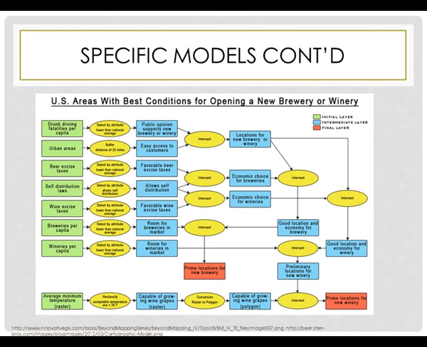Do you have favorable taxes? Do the state laws allow self-distribution? Do you have favorable conditions in terms of the market, or is it already a saturated market? What's the economic condition? And in the end, you basically create an intersect, and from that, you identify prime locations for a new winery or a new brewery.